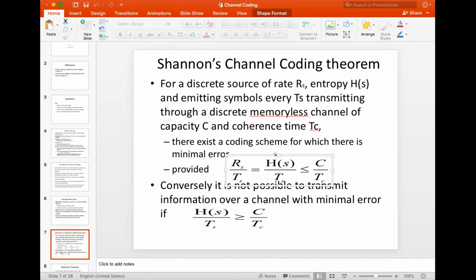So if your source rate is higher than the channel capacity, then you're going to start making errors. So that's simply what Shannon's channel coding theorem says. That theorem, in other words, says that if your source rate is higher than the channel capacity, then you're going to make errors.